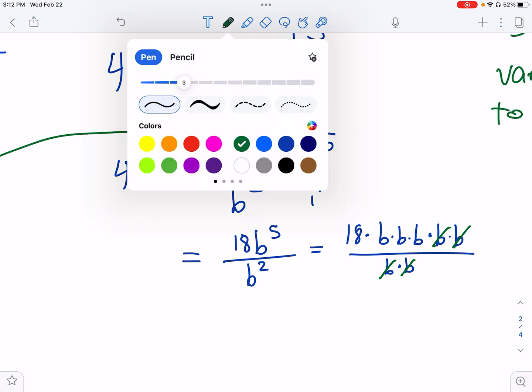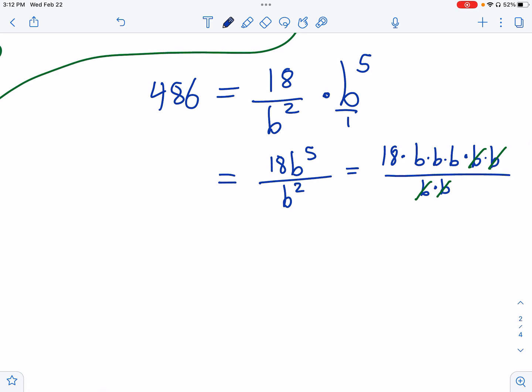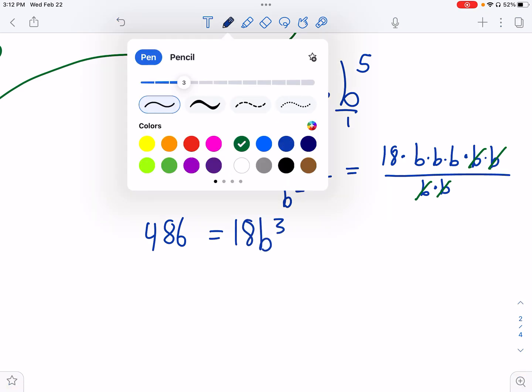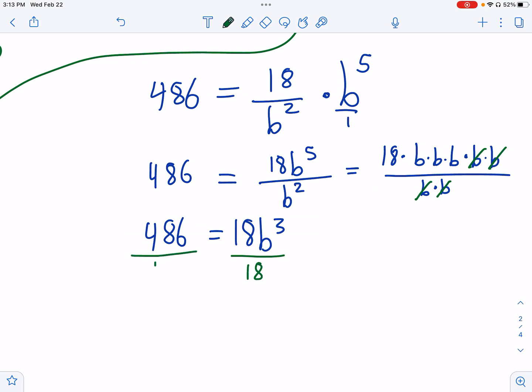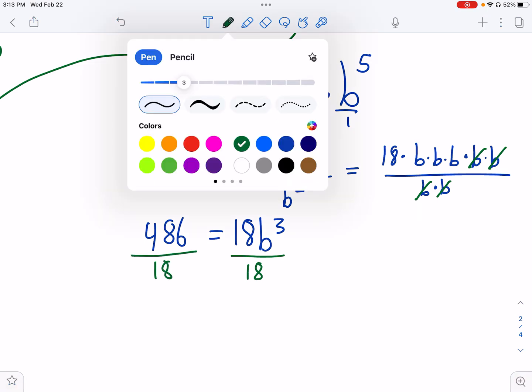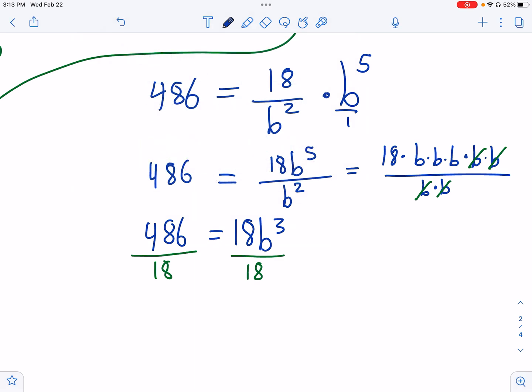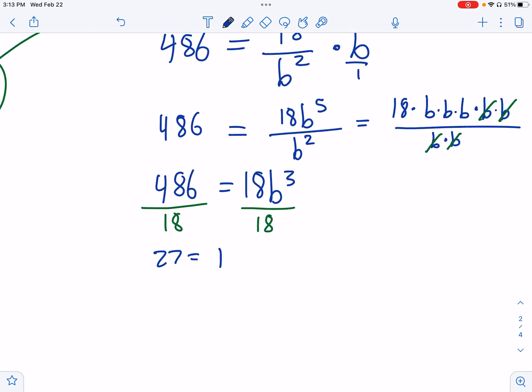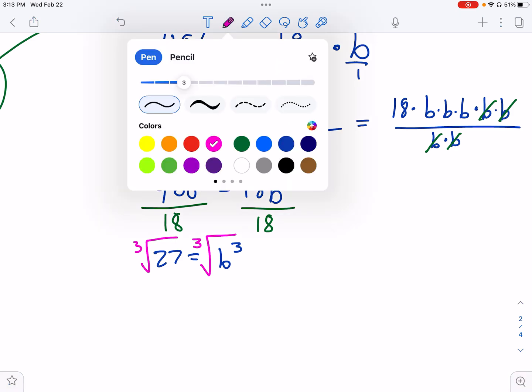So I have, this is still 486. So 486 equals 18 times B cubed. And then just divide and take the cube root. So 486 divided by 18 is 27. And then take the cube root of both sides. And B is equal to 3.